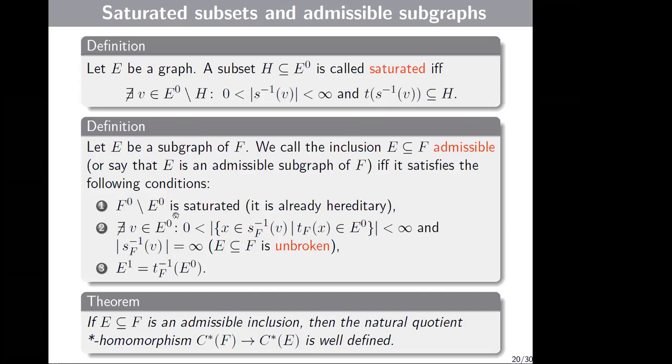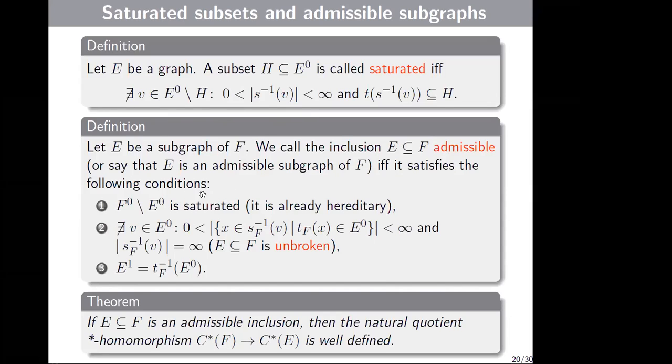So first we have E, which is a subgraph of F in the usual sense, no other properties. So E0 is a subset of F0, E1 is a subset of F1, and the source and target maps of F restrict respectively to the source and target maps of the subgraph E, okay? So that's by far not enough for such an inclusion to induce a morphism of C*-algebras.